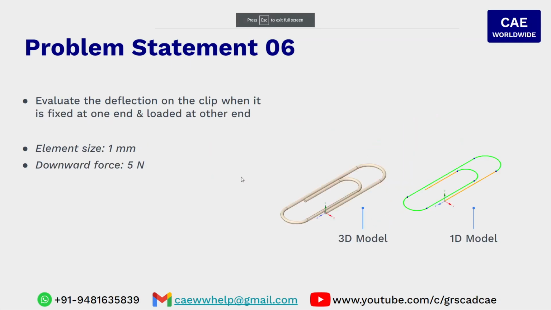The problem statement reads like this. Evaluate the deflection on the clip when it is fixed at one end and loaded at the other end. This clip, which we all have come across, is generally used for papers. This is a 3D model with a very small wire diameter, which can be converted to just a 1D model. And we will see how beautifully the finite element analysis software ANSYS is going to handle this problem. Element size used in both cases is just 1 mm and the downward force that we are going to apply is 5 Newton. Let us get started.